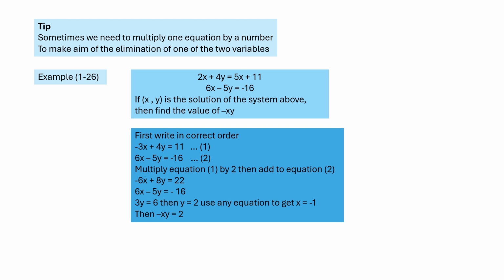So 3y equals 6. When you divide by 3, y is 2. Use any equation to get x. x will be negative 1. So multiply negative times negative 1 times 2, and you will get the answer: 2.